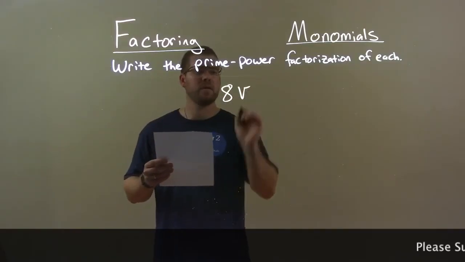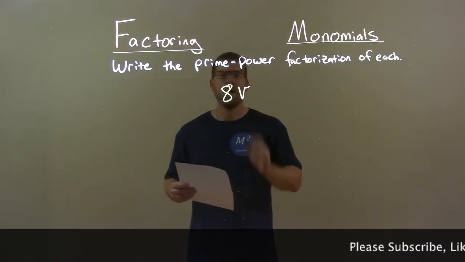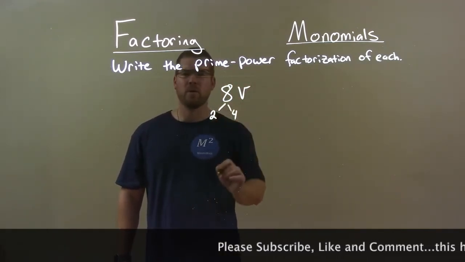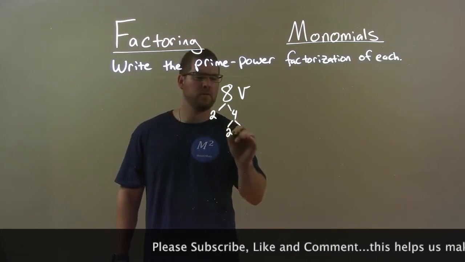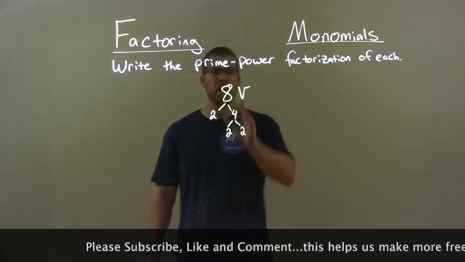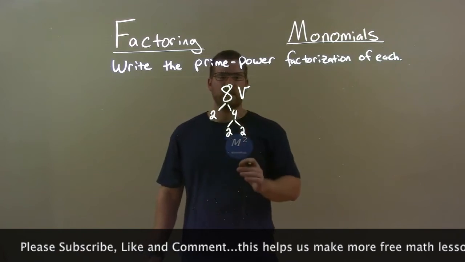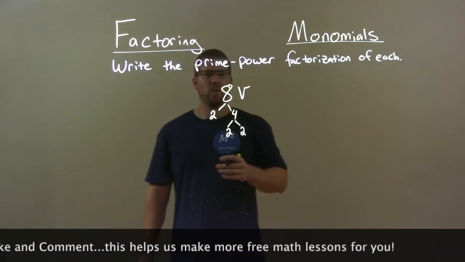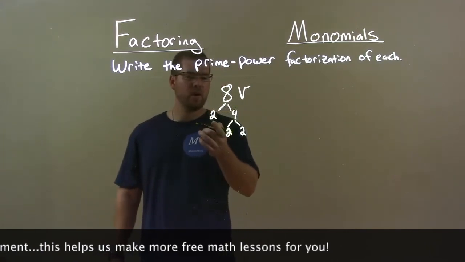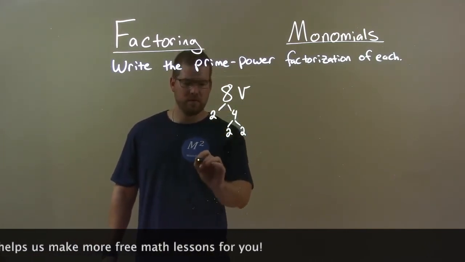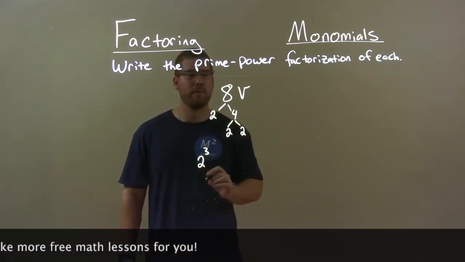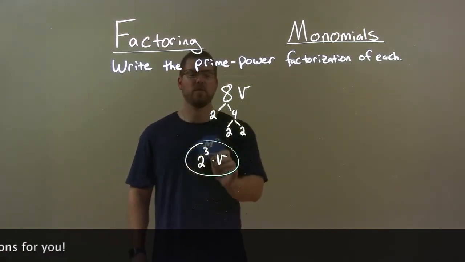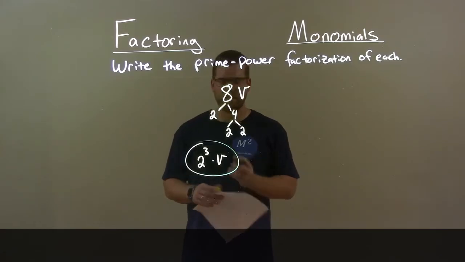8 times v, okay? Well, 8, we know, breaks down to be 2 times 4. And 4 is 2 times 2, okay? So we're done with 8. Let's start with v now. Well, v is just v, okay? So we're essentially done. We know that 2 times 2 times 2 is 2 to the third power. Bring down the v, and we have our final answer, 2 to the third times v.